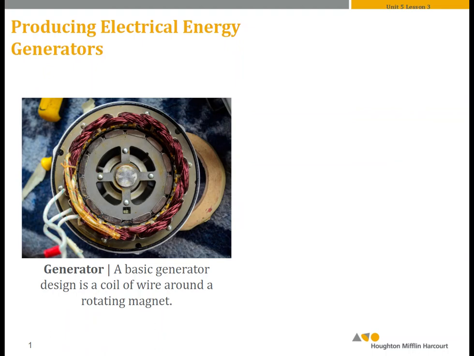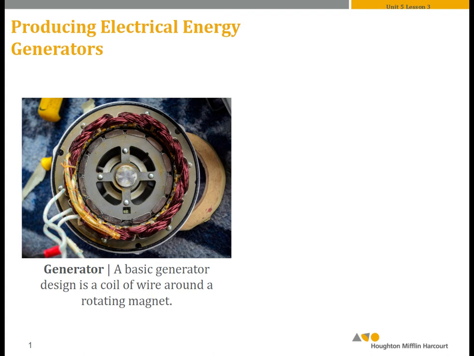Much of our electricity comes from devices called generators. A generator takes mechanical energy and converts it to electrical energy by inducing electric current. That induced electric current is then carried to some kind of storage device, like a battery.